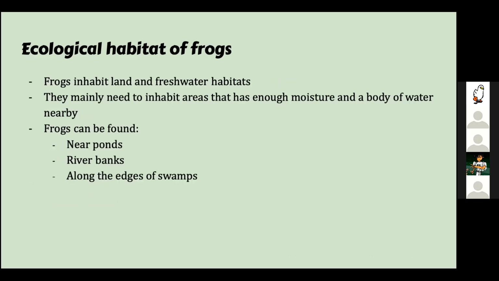The ecological habitat of frogs: they mostly inhabit land and freshwater habitats because they need to be around moisture and a body of water. They can be found near ponds, riverbanks, and along the edges of swamps.